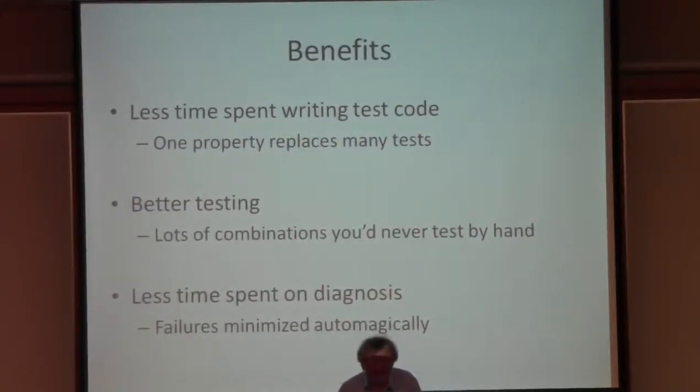So, if we compare testing with generated tests from properties to conventional testing, then it's great. You don't have to write as much test code, because you can write one property instead of many test cases. You'll get better testing, because you'll be able to generate lots of combinations that you'd never think of testing by hand. And you have to spend less time diagnosing failures, because they get minimized to these smallest failing examples. It's all great, right? Well, what more is there to say? More than you might think, actually.